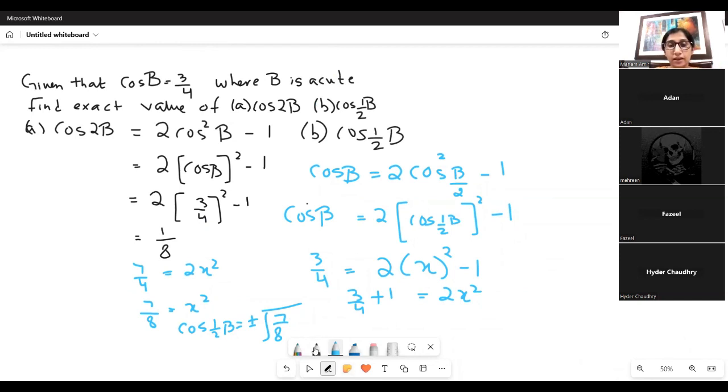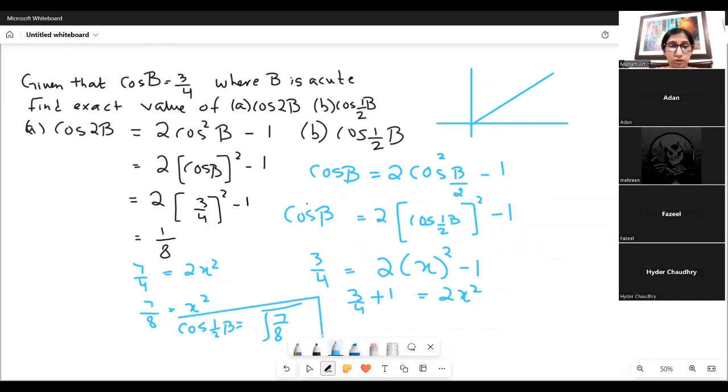But it said B is acute. So if B is acute, then cos B has to be positive. So we can't use negative, just positive. If we write negative, we will lose marks. So just positive. Okay. What else do we have on this topic? Yes, another.